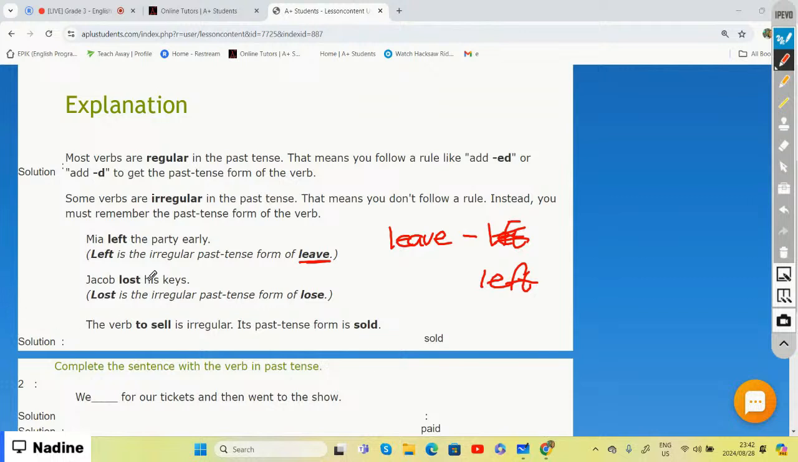And the same with Jacob lost his key. Lost is in the past tense, but if we look at the present tense, then I lose something. I lose my key, I lose my pen, I lose my pencil, but yesterday or whenever, I lost the key. I lost my pen. So lost is the irregular past tense of lose.